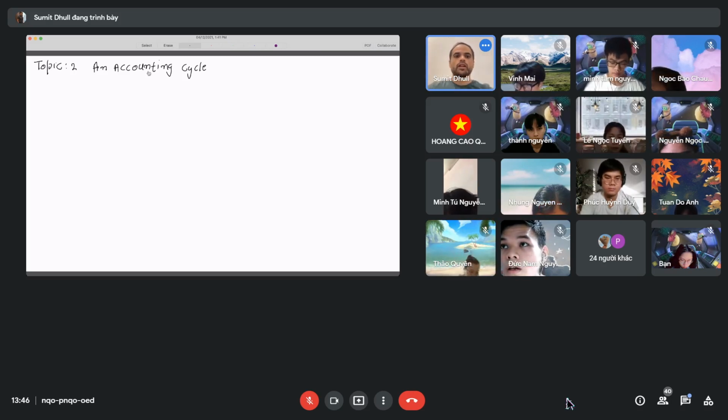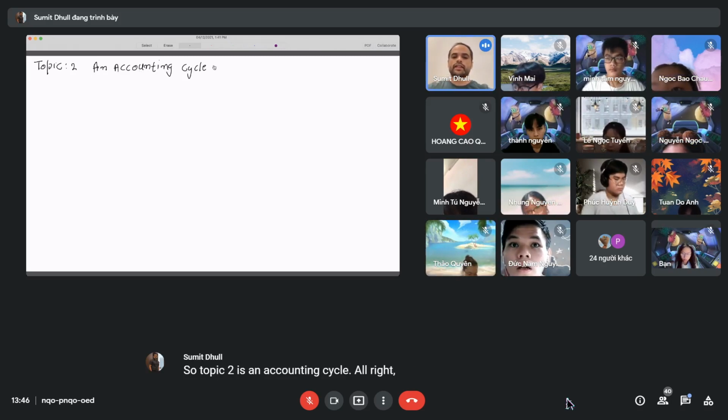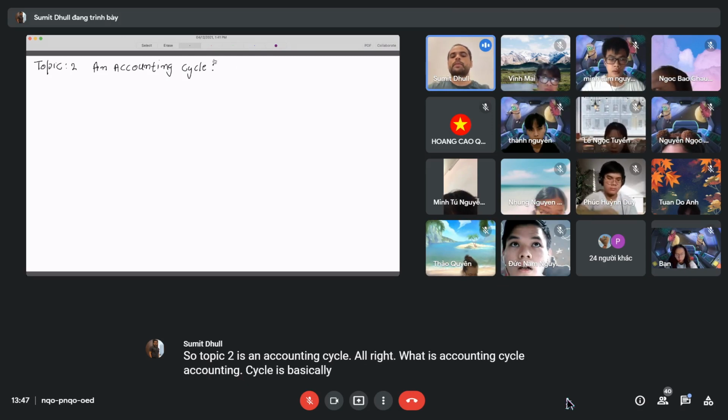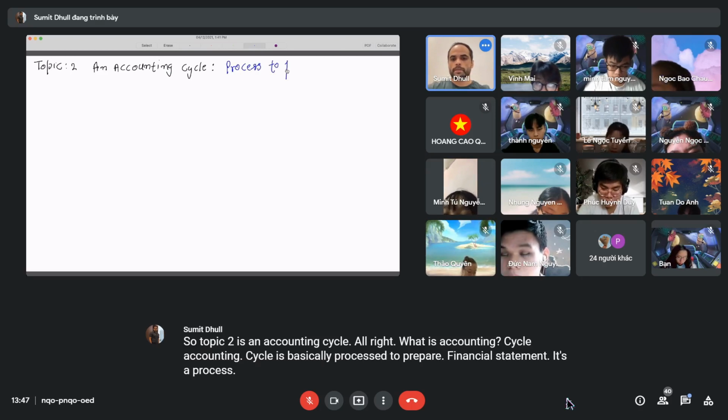So topic 2 is the accounting cycle. All right. What is the accounting cycle? The accounting cycle is basically the process to prepare financial statements.